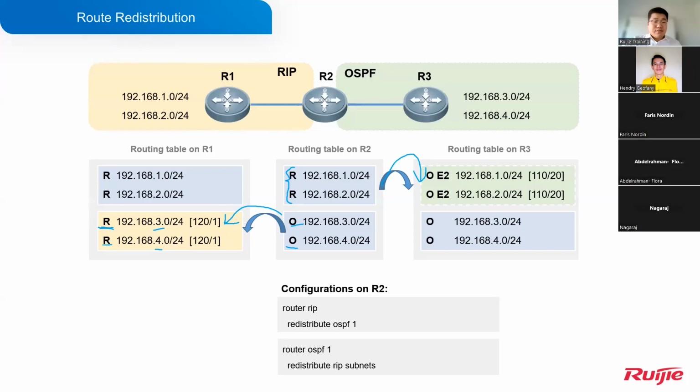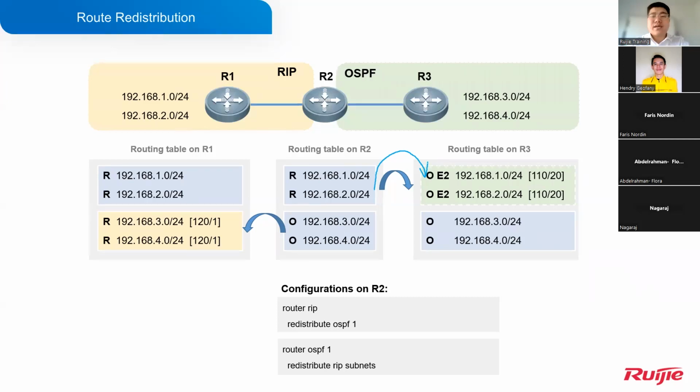On the other side, it's the same. If we import the RIP route into OSPF, it becomes an OSPF route and you can share it with the OSPF neighbors. So in this case, we can share the routing information between different routing protocols.